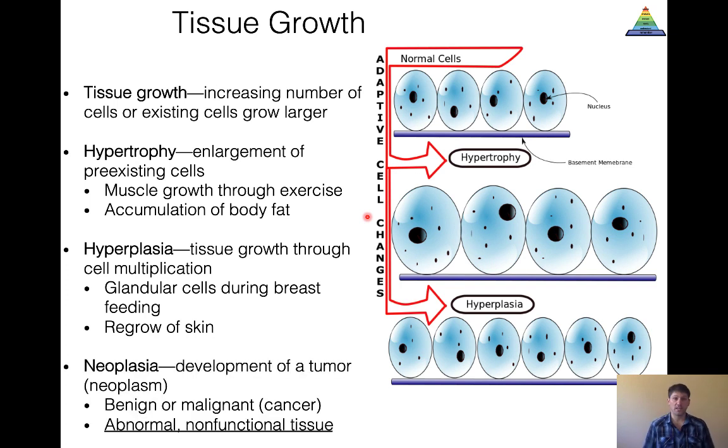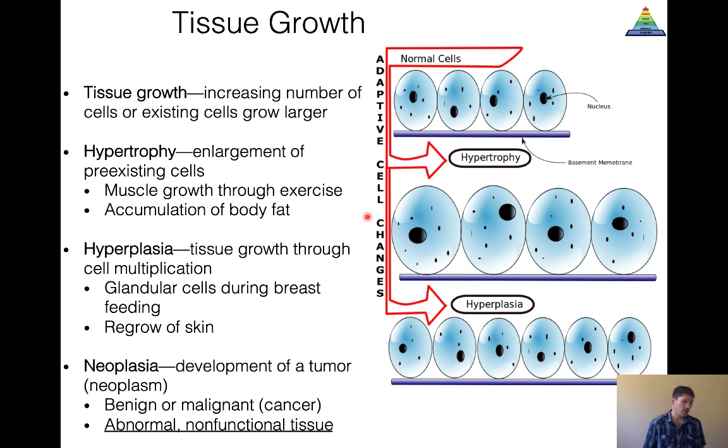Now a neoplasia, neo is new, so new growth, is the development of a tumor. That can be benign, not bad, or malignant, bad or cancerous. So the main characteristic of that term though is that the tumor is abnormal and non-functional. So it's not acting like the tissue that it's growing in.